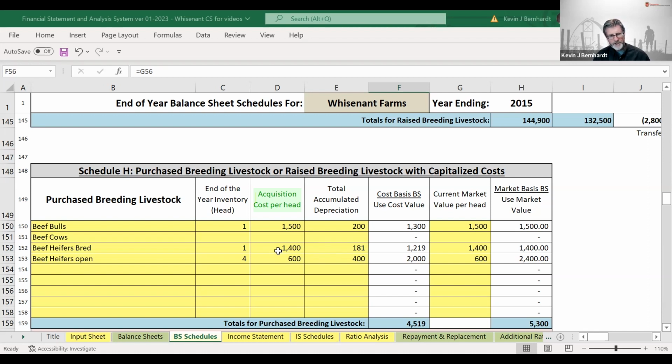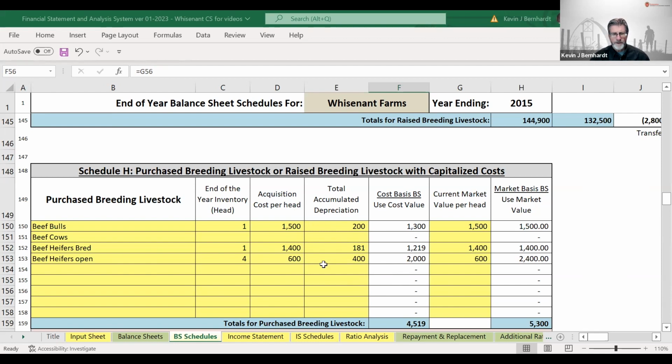And that acquisition cost includes the purchase price itself, as well as any fees to get it installed, any transportation costs to get it to the farm, whatever it took to get it ready to actually be used. That all gets lumped into what's referred to as acquisition cost. The other piece of information that's common among all capital assets is we need to know the accumulated depreciation. And we subtract that accumulated depreciation from the acquisition cost in any given year, and that gives us what our cost basis balance sheet should be.